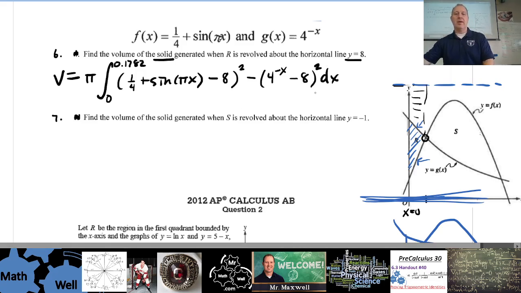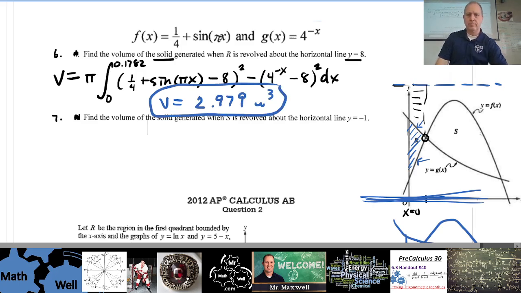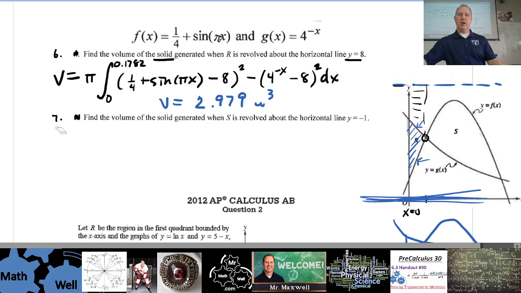Joint effort. All right, so go ahead and pump that into your graphing technology. Let me know what you get. Okay, so you should get 2.979, and I will challenge you to do number 7 on your own the same way. You just have a different axis of rotation.